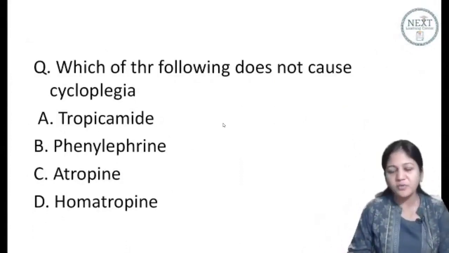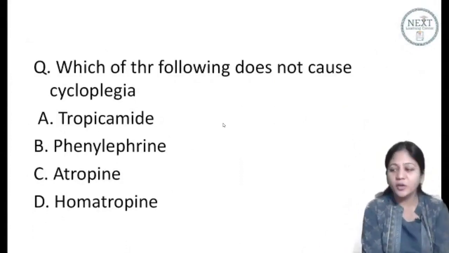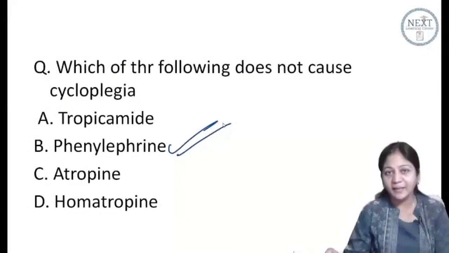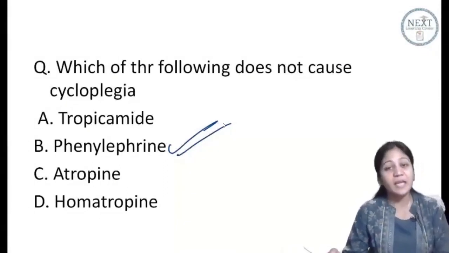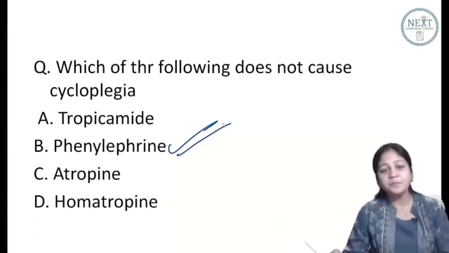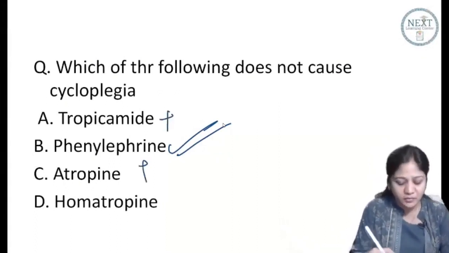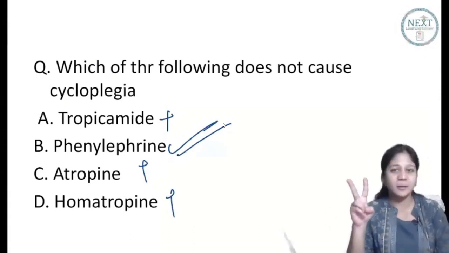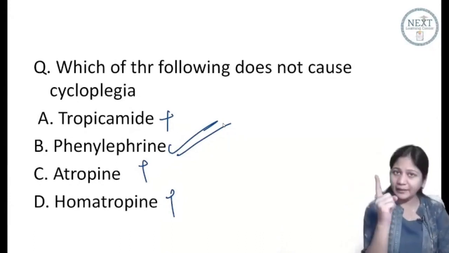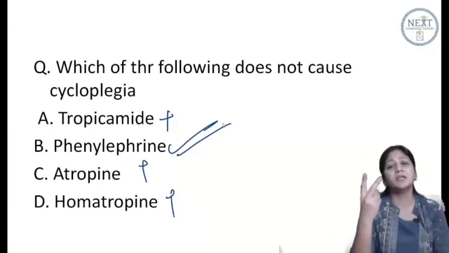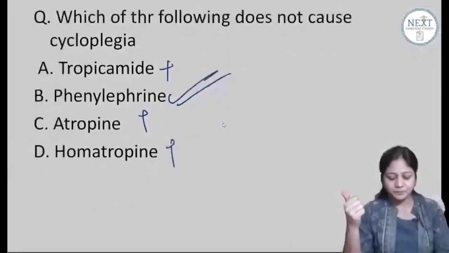Let's see something from your pharma. Let's see if you know your pharmacology well. Yes. So phenylephrine does not cause cycloplegia. It's a plain mydriatic. It dilates the pupil, but it does not relax the ciliary muscle. Rest everything has both actions. You understand, there are two different actions. One is the dilator action, which dilates the pupil, and the other is relaxing the ciliary muscle. There are two actions. Okay.